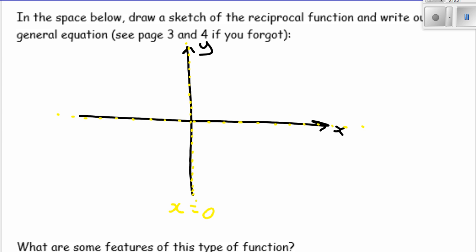And the horizontal asymptote, what's its equation? Yeah, good. y equals 0. This is for the general reciprocal function. I'll use 1 over x. It's okay if you do k over x. You'll have the same asymptotes. k would just be a different number, like 3 over x or 4 over x.